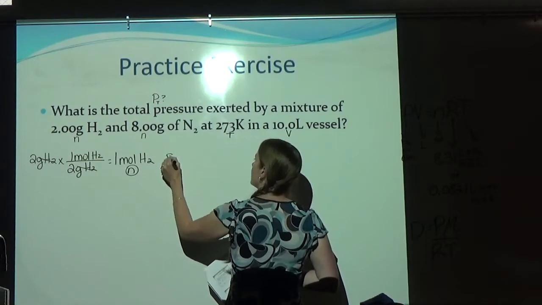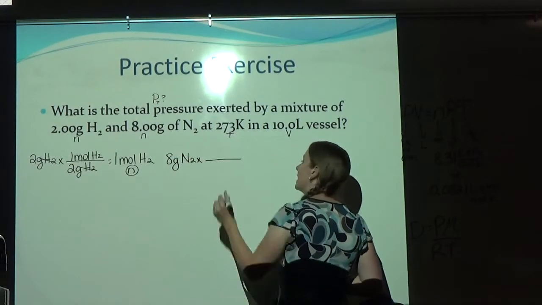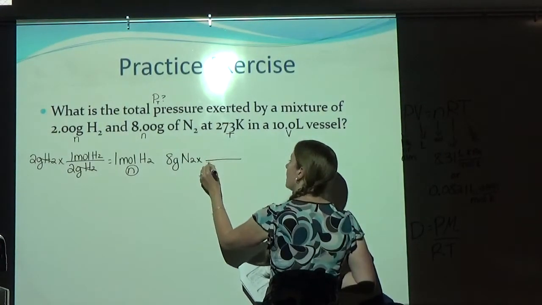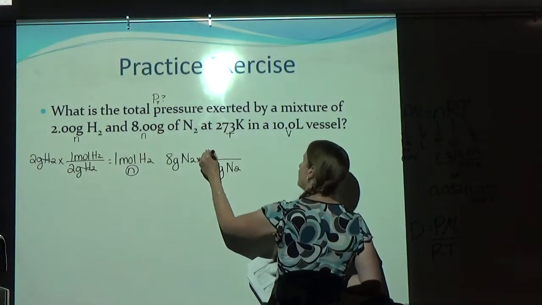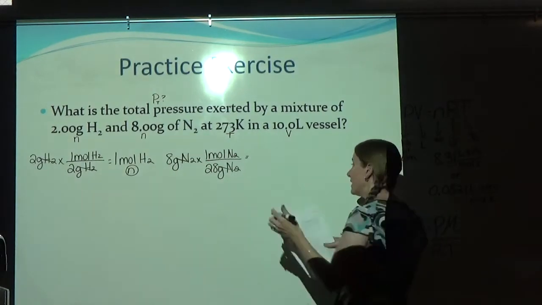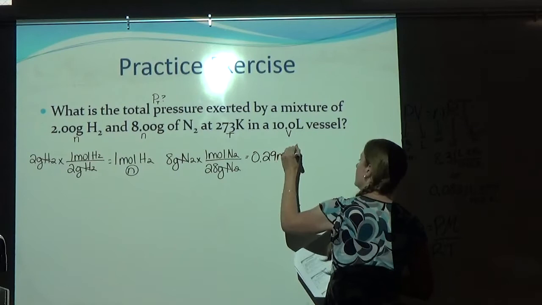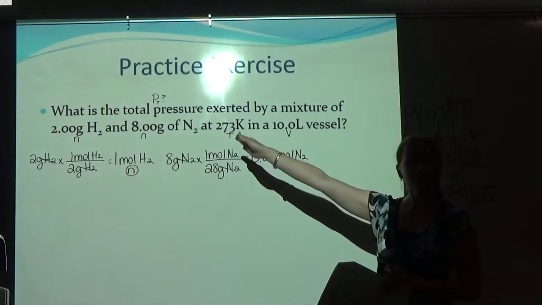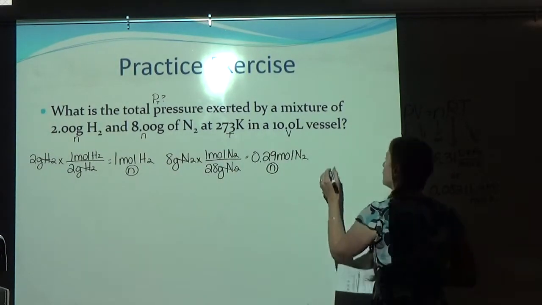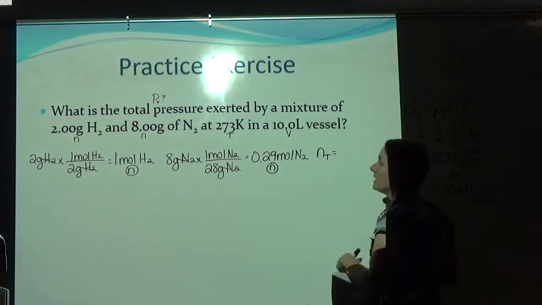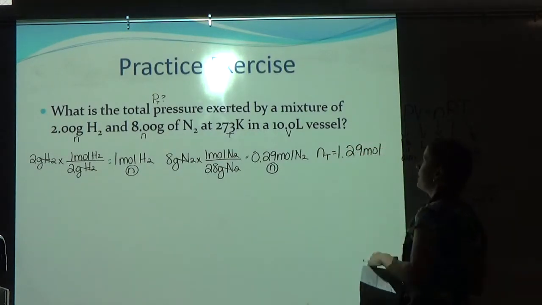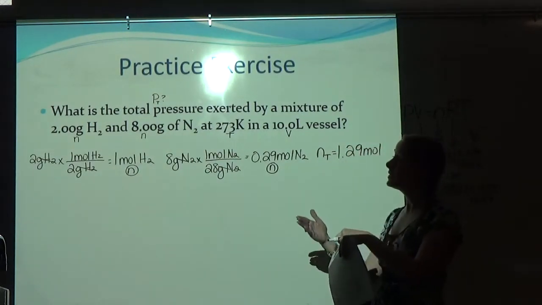Now I have to do my nitrogen. So I have 8 grams of nitrogen. Nitrogen is 14 on the periodic table, times 2 is 28 grams per mole. So since I have grams on top, I follow the golden rule and put 28 grams on bottom and 1 mole on top. Once I divide, I get 0.29 moles. Now, because they only asked you for total pressure, we can go ahead and add the moles together. So my total number of moles, or n sub T, is 1 plus 0.29, or 1.29 moles. That's what I'm going to plug in for n.